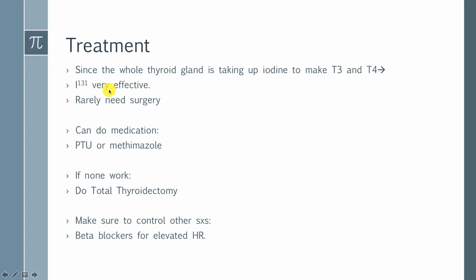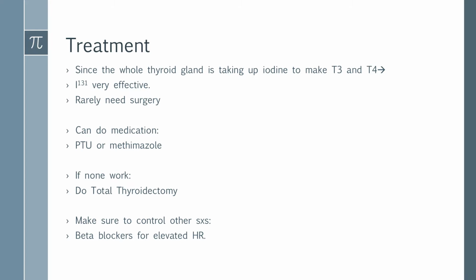If the medications don't work, then you could do a total thyroidectomy. Now, if the answer choices give you partial thyroidectomy, don't pick that, because you have around a 50% recurrence rate, versus with total thyroidectomy you have like 2 to 5%. So you pick the total thyroidectomy.